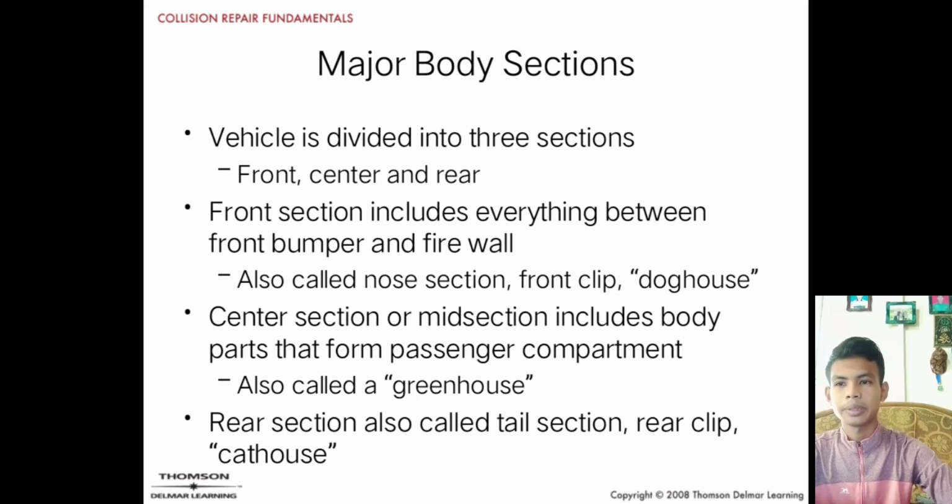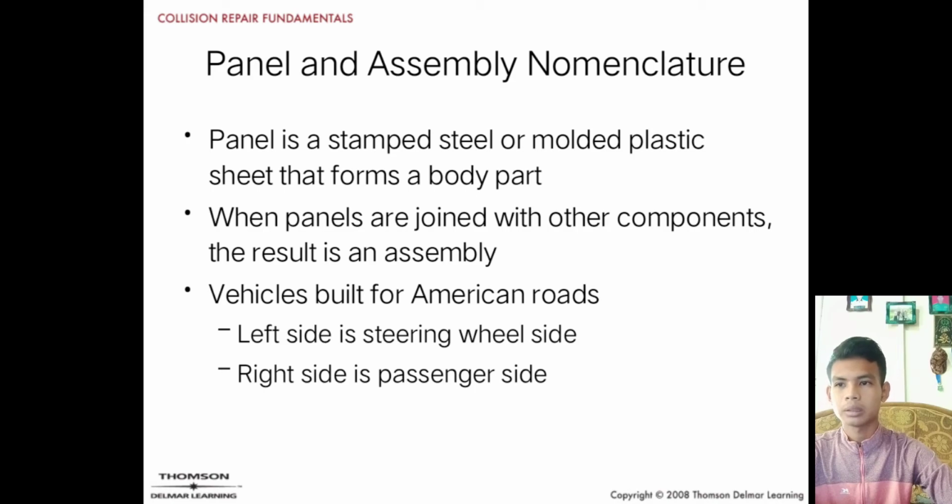A panel is a stamped steel or molded plastic shell that forms a body part. When panels are joined with other components, the result is an assembly. For American roads, the left side is the steering wheel side and the right side is the passenger side.